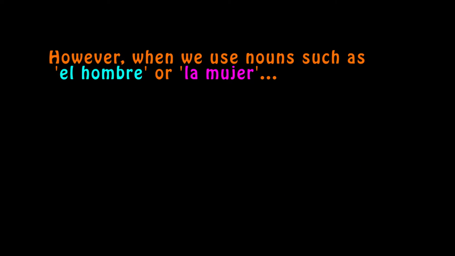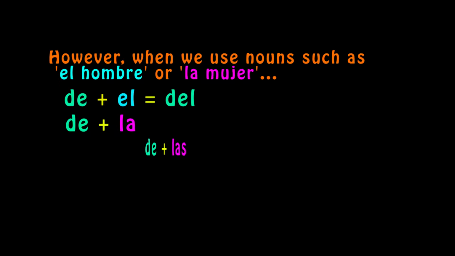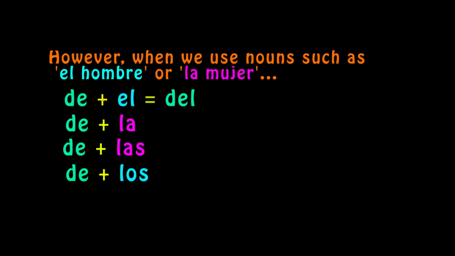However, when we use nouns such as el hombre or la mujer, we need to use the article. And when that happens and we have de plus el, as in the case of el hombre, we have to contract it and make del. But we leave alone the others, de la, de las, and de los.